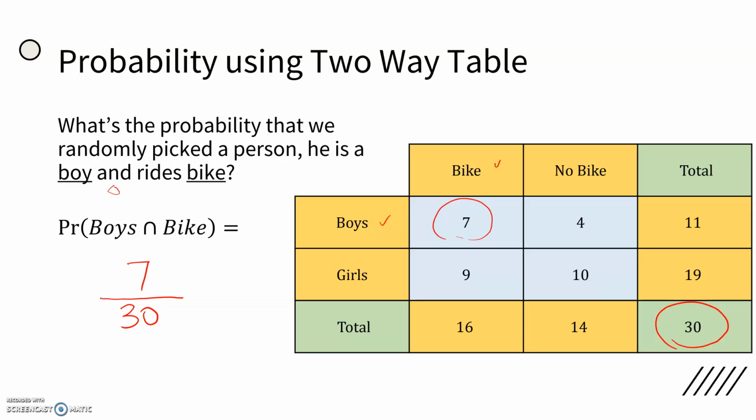Now you can do similar things to find the probability of girls riding a bike or boys not riding a bike. It's the same idea. Use the number in this purple area and divide that by 30.